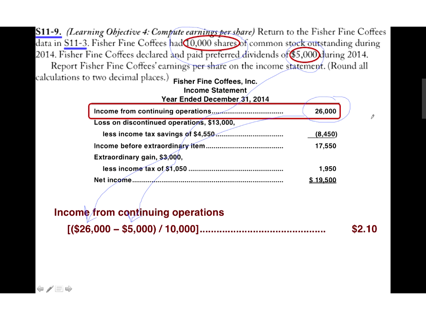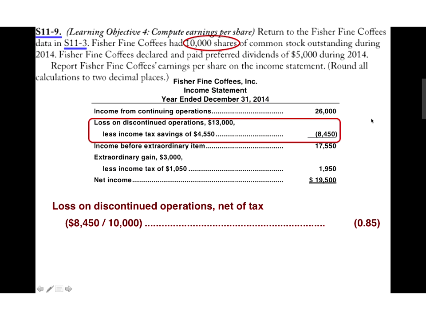So what we're doing is calculating earnings per share on each line item. So income from continuing operations, $2.10. I will also tell you, as I leave each of these items, at the very end of this problem, you'll see all the lines back. So if you miss something on a given line, you're going to see it coming up. Okay, next item, loss on discontinued operations. Loss on discontinued operations, you just take the loss, divide by 10,000 shares. So that's 85 cents, and it's a loss, so we have to put parentheses around it. If it says loss, it takes parentheses.